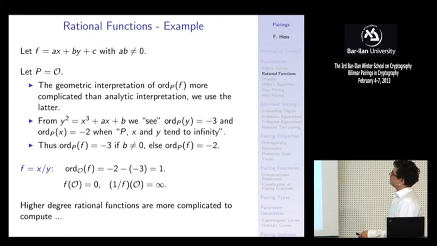If x and y tend to infinity, which one tends faster and which one slower? Because of this equation, we know that y squared and x cubed have the same speed of tending to infinity, because otherwise the equation could not hold. But this means that y has kind of speed 3 and x has speed 2. And this is really true. So the order at infinity of y is minus 3 and the one of x is minus 2.